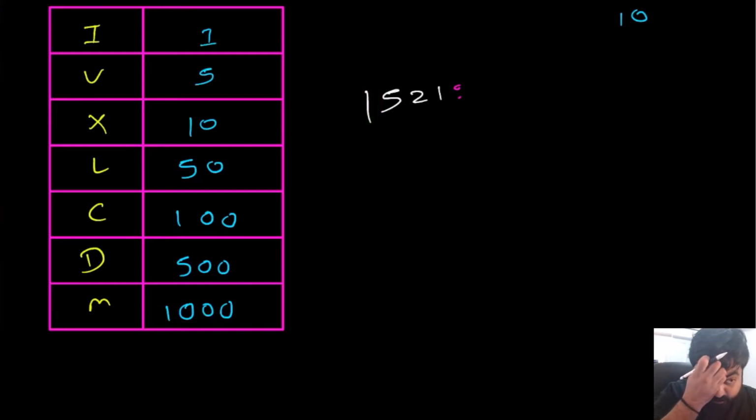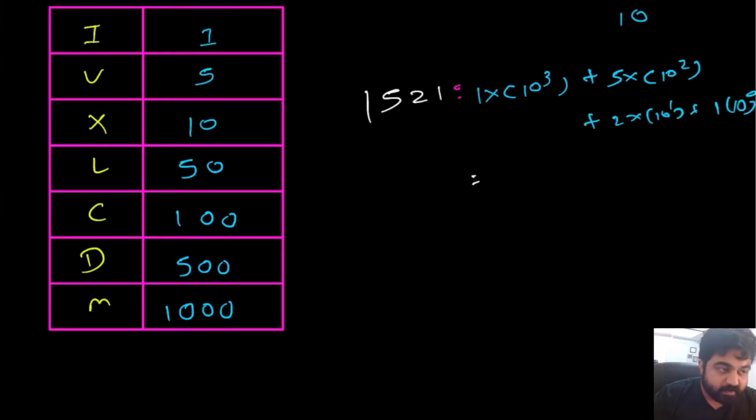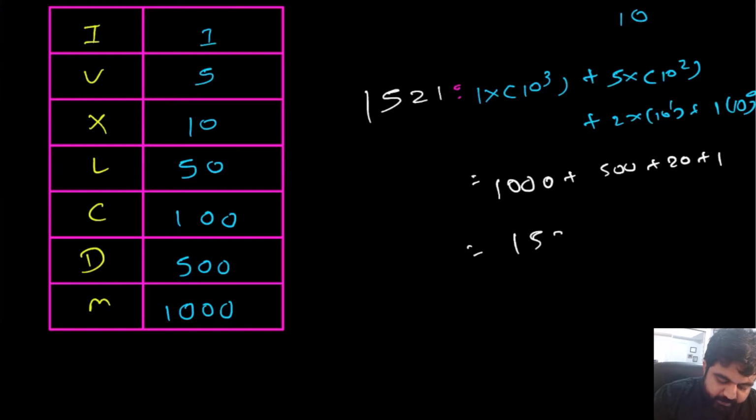So let me explain how this value has been formed. This value has been formed by 1 multiplied by 10 to the power of 3, because there are 3 digits present after 1, plus 5 multiplied by 10 to the power 2, and so on. If we sum these, we get 1000 plus 500 plus 20 plus 1, and the sum of all of these leads us to the value of 1521. And this is how this value has been broken down.